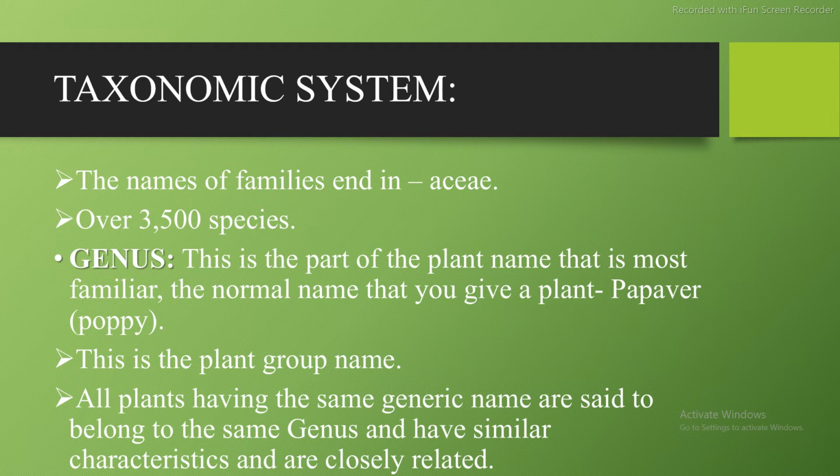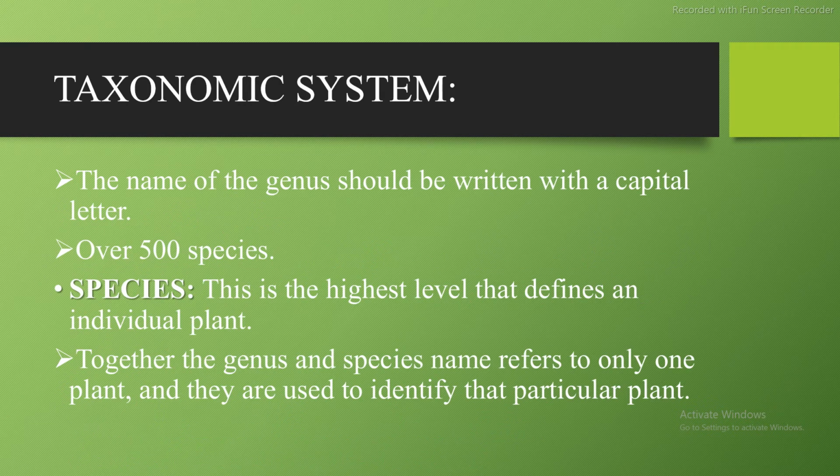All the plants that have the same generic name are said to belong to the same genus and have similar characteristics; they are closely related. The name of the genus should be written with a capital letter. Over 500 species are present in it. The last is species. This is the lowest level that defines an individual plant. Together the genus and species name refers to only one plant.